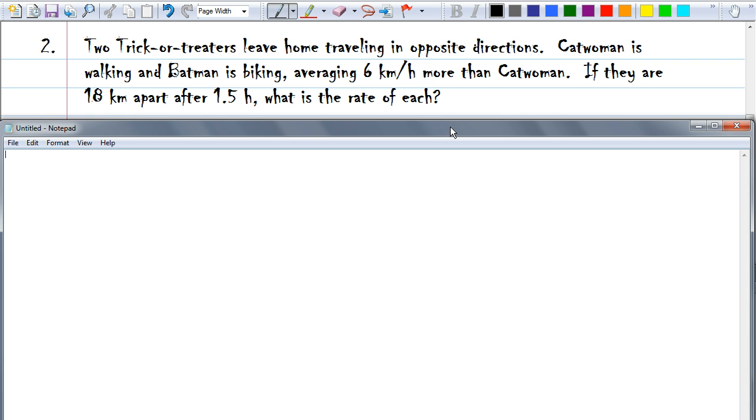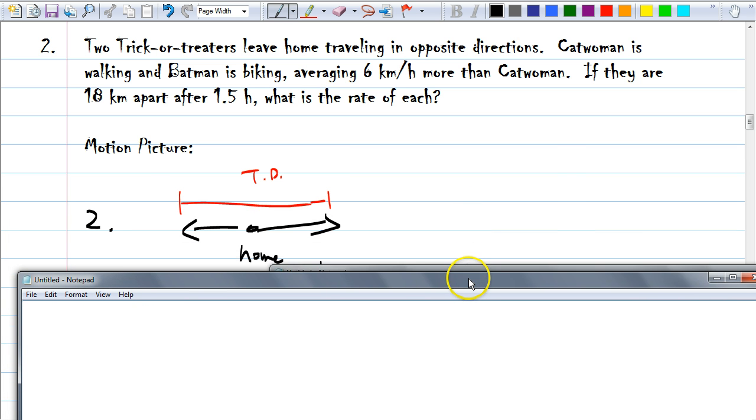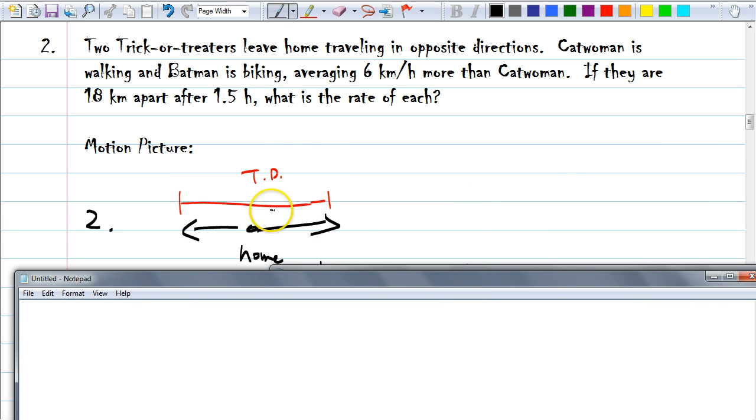Good. Now there are 2 types of opposite direction, where they leave from the same place. The other one is where they leave from different places and go towards each other, remember? Which one is it? How about Chuck? It's from the same spot. Same spot, exactly right. So it'll look something like this, isn't that right? Because they told us that they're leaving from their house and then they're going opposite direction.